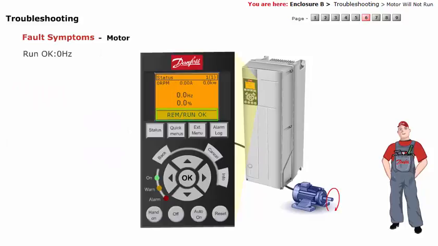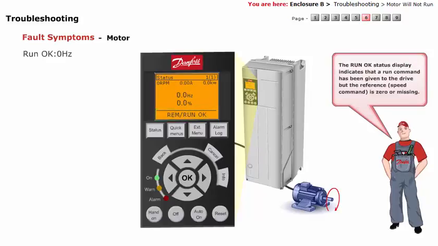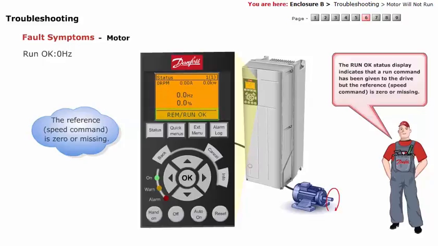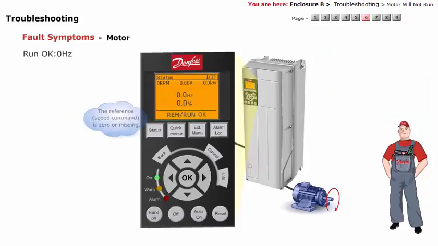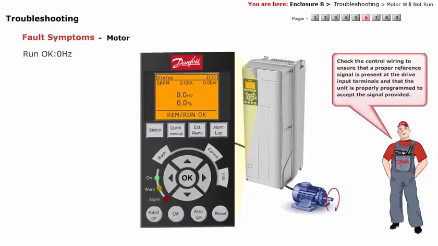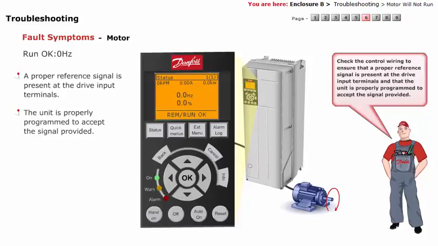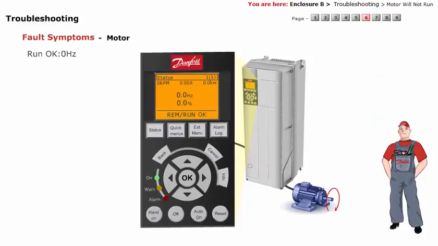Run OK, 0 Hz. The Run OK status display indicates that a run command has been given to the drive, but the reference speed command is 0 or missing. Check the control wiring to ensure that a proper reference signal is present at the drive input terminals and that the unit is properly programmed to accept the signal provided.